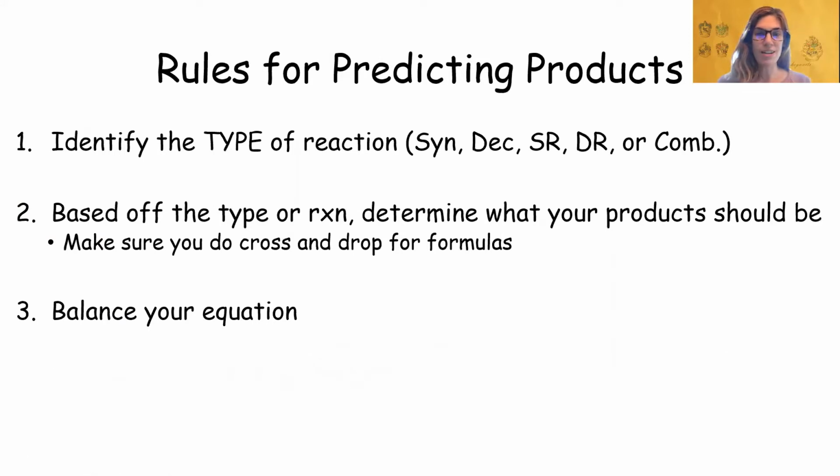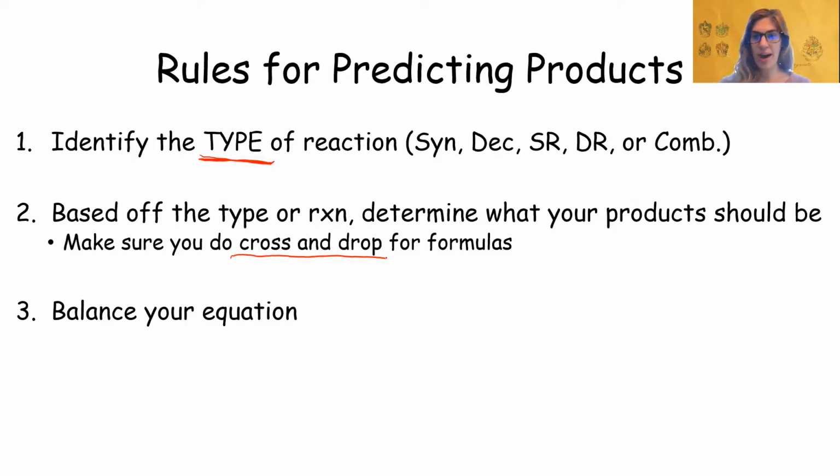So we can sum up predicting products based off 3 important rules. The first step that you always need to do is to identify the type of the chemical reaction that's occurring. This can either be a synthesis, decomposition, single replacement, double replacement, or combustion reaction. Once you've discovered what the type of reaction is, you can determine what your product should be. If you are forming a compound, it's most likely going to be ionic, so you need to make sure that you do your cross and drop to find your new ionic formula.